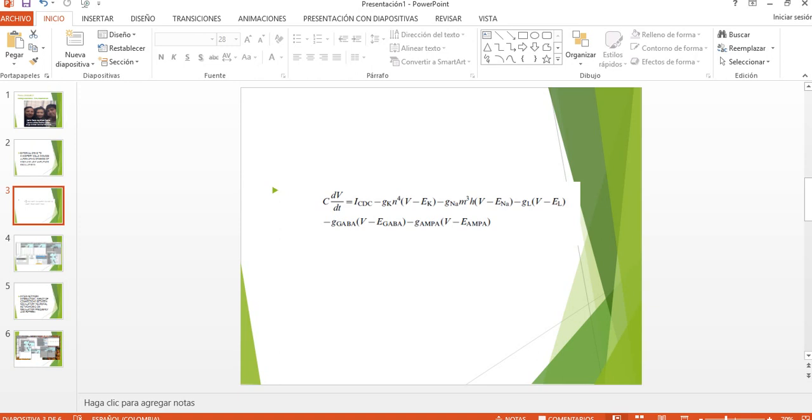This is the synaptic conductance of GABA inhibitory cells. This is the synaptic conductance of AMPA excitatory channels. And for the inhibitory cells, we also have a train of external action potentials by random excitatory synapses.